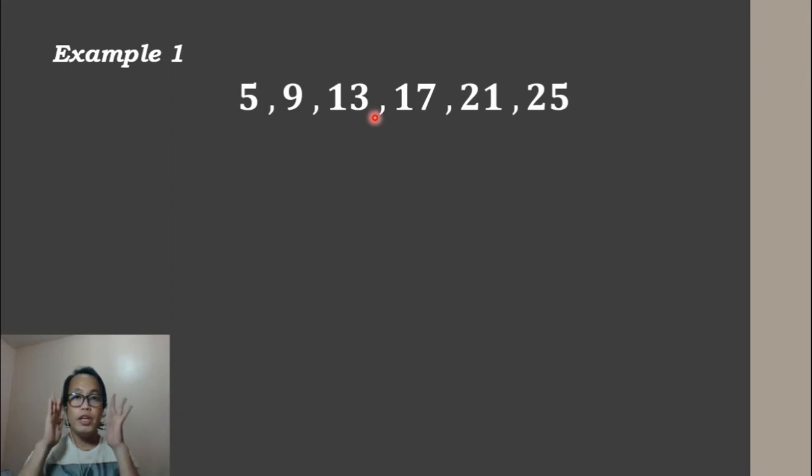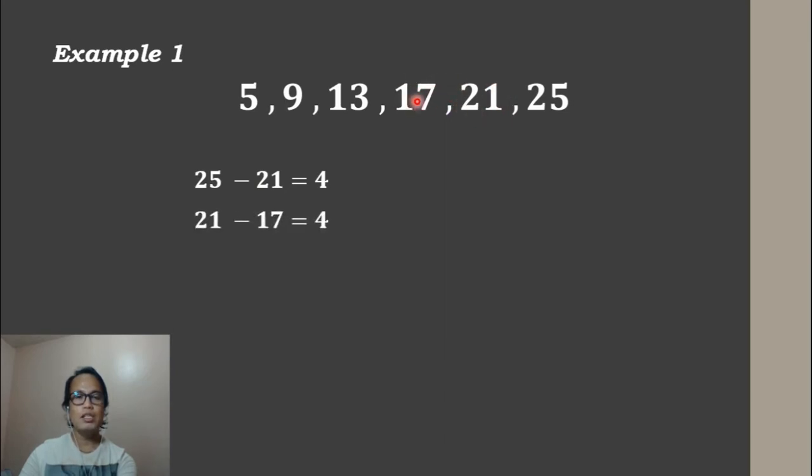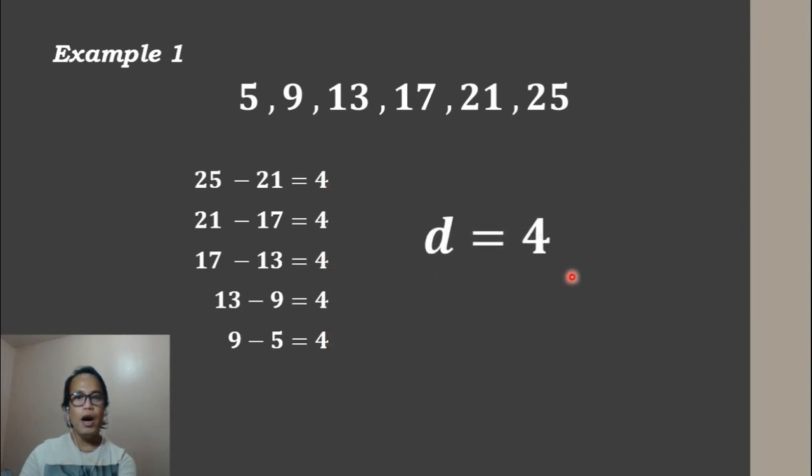In finding the common difference of an arithmetic sequence, we will start from the last term down to the first term. So we subtract 25 minus 21, which is 4. Then 21 minus 17 is still 4. Then 17 minus 13 is also 4. And 13 minus 9 is 4. And 9 minus 5 is also 4. So for this specific example, our constant number is 4, and therefore our common difference is 4 for this arithmetic sequence.